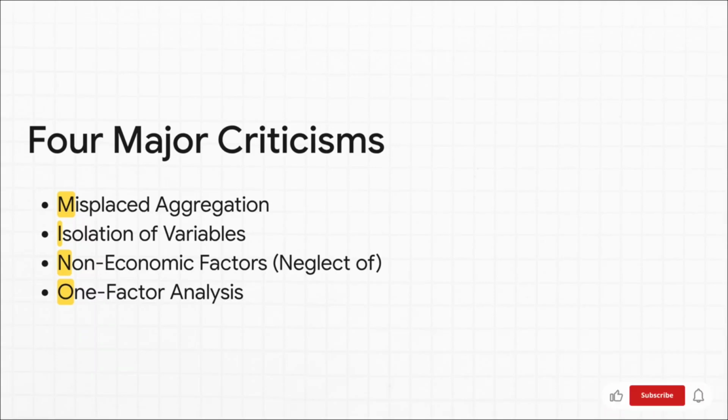I is for the isolation of variables, where they pretend one factor isn't connected to a dozen others. N is for the neglect of non-economic factors, that huge, human-shaped blind spot we just talked about. And O is for one-factor analysis, which is the mistake of thinking there's a single magic bullet, like just increasing investment, that will solve everything.